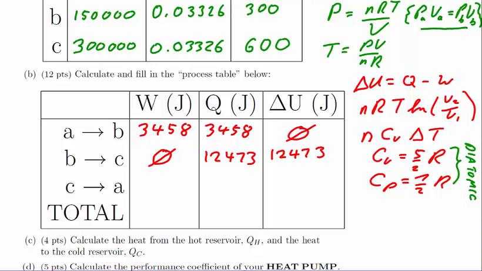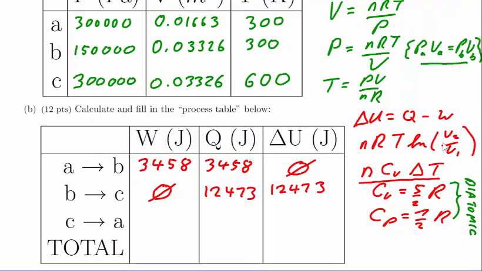The calculation for delta U is the most straightforward because the formula for delta U is the same no matter what process you have. For the problem at hand, the process C goes to A has A as its final and C as its initial. Therefore, the delta T from C goes to A is the temperature at A minus the temperature at C, meaning that the delta T is negative 300. As a result, we're going to get negative 12,473.